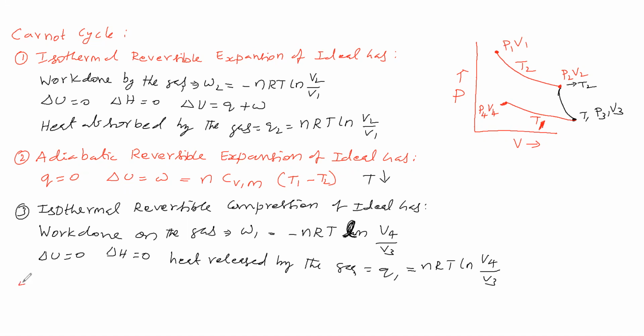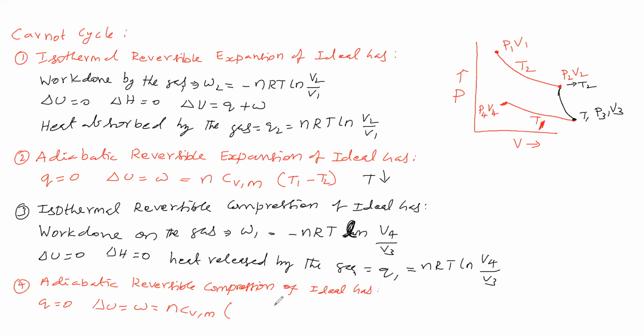Next step, adiabatic reversible compression of ideal gas, that we will take. Here we know that Q is equal to 0. Therefore, delta U is equal to W. W is equal to nCvm delta T.